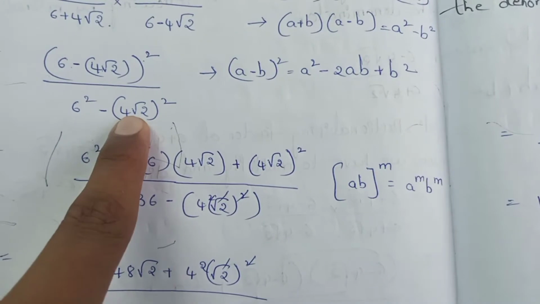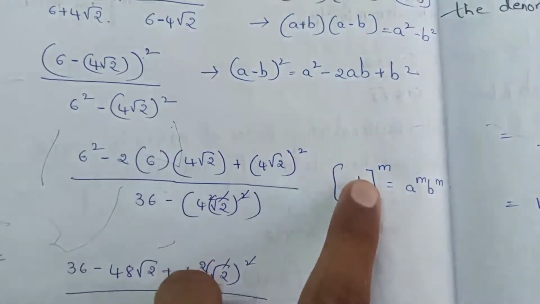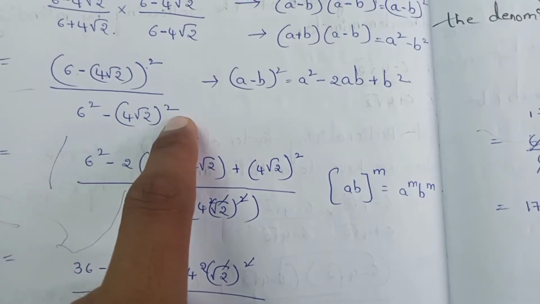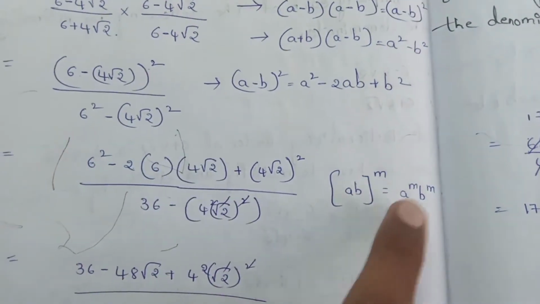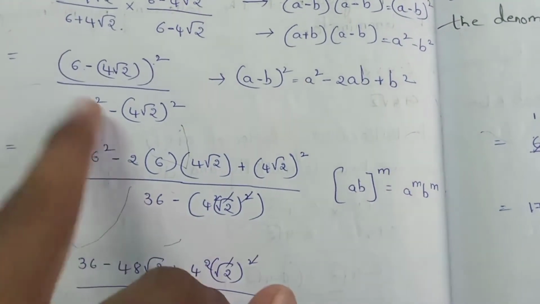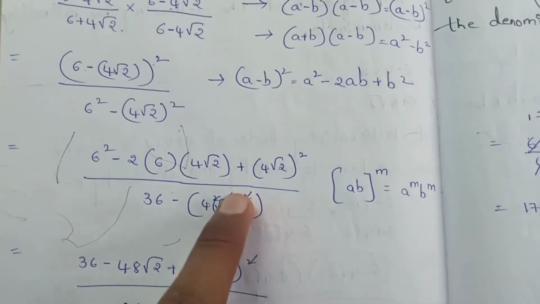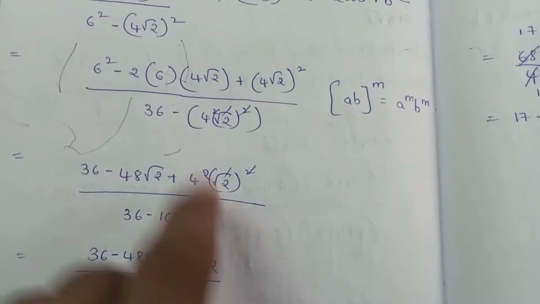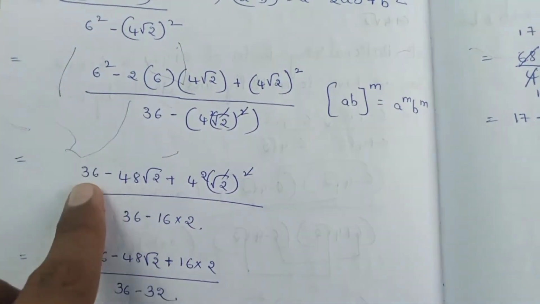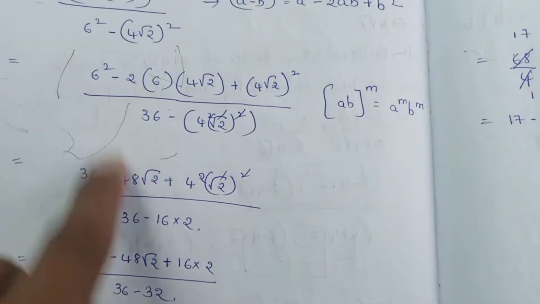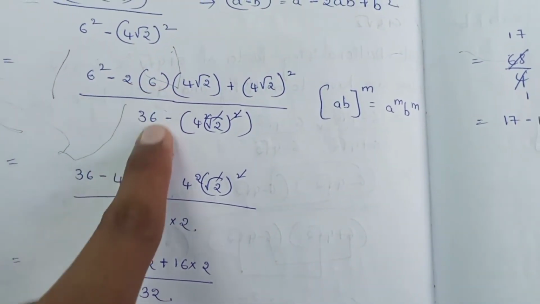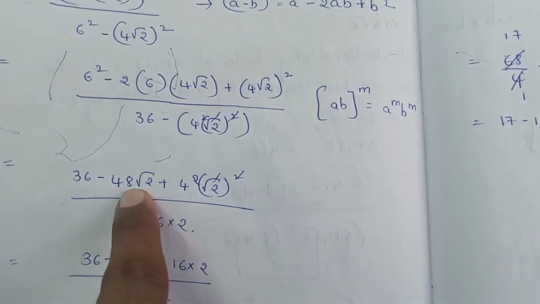There are two terms present here, ab whole to the power of m. For these two terms only a single exponent is present, so we have to separate it. 4 square, root 2 whole square. Square and root cancel here. 6 square means 36 minus 2 sixes are 12, 12 into 4 is 48.